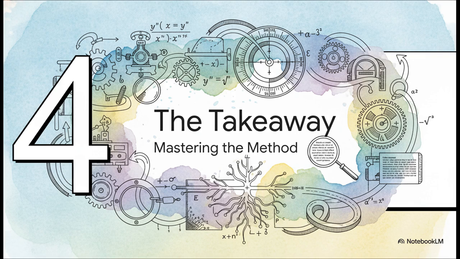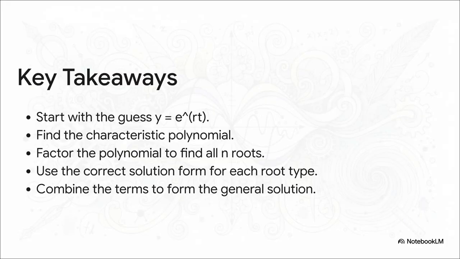Okay, let's zoom out for a second and just review the code we've cracked, because that's really what this is. Mastering this process is all about following a clear set of steps and knowing which decoder ring to pull out for the roots you find. So here it is, the whole process in 5 simple steps. It always starts with that guess, y equals e to the rt. That leads you to the polynomial. Then you find all the roots, match them up with the right solution form from our table, and then you just add all the pieces together. It's a powerful, repeatable method that works every time.